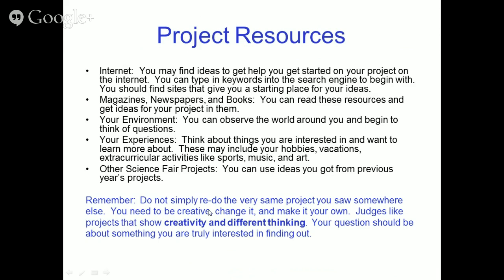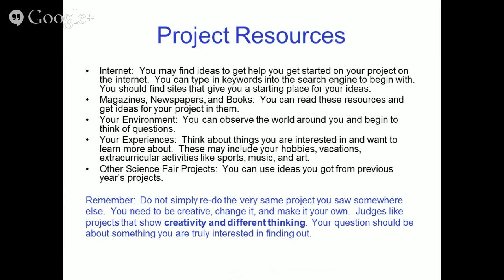Remember, do not simply redo the very same experiment you found. I like that. You need to be creative, change it, and make it your own. Judges like projects that show creativity and different thinking. This is talking about submitting it to a science fair. Your question should be about something you are truly interested in finding out. So you can take anyone's experiment and twist it and make it your own.